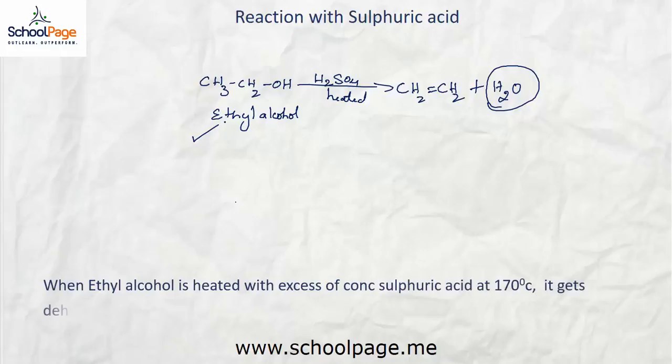So we learned that when ethyl alcohol is heated with excess of concentrated sulfuric acid at 170 degrees centigrade, it gets dehydrated to form ethene, and this reaction can also be called a dehydration reaction. And here the dehydrating agent is sulfuric acid.